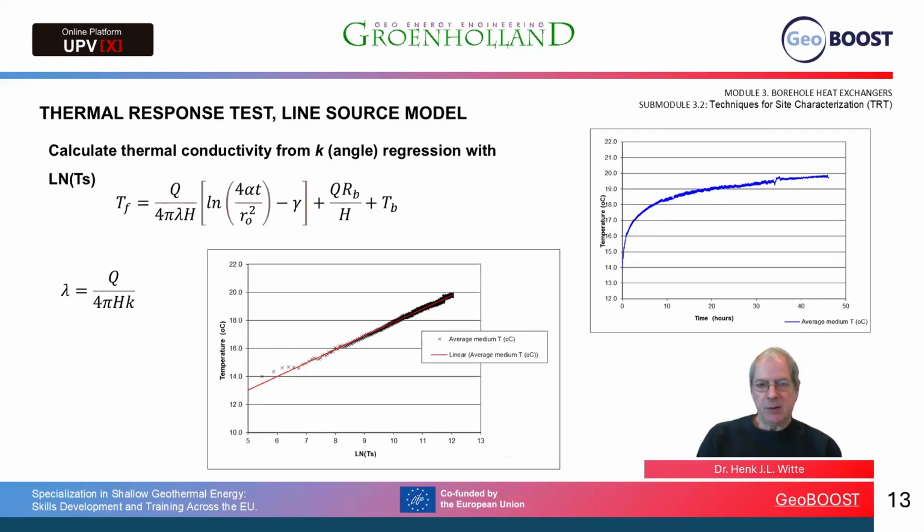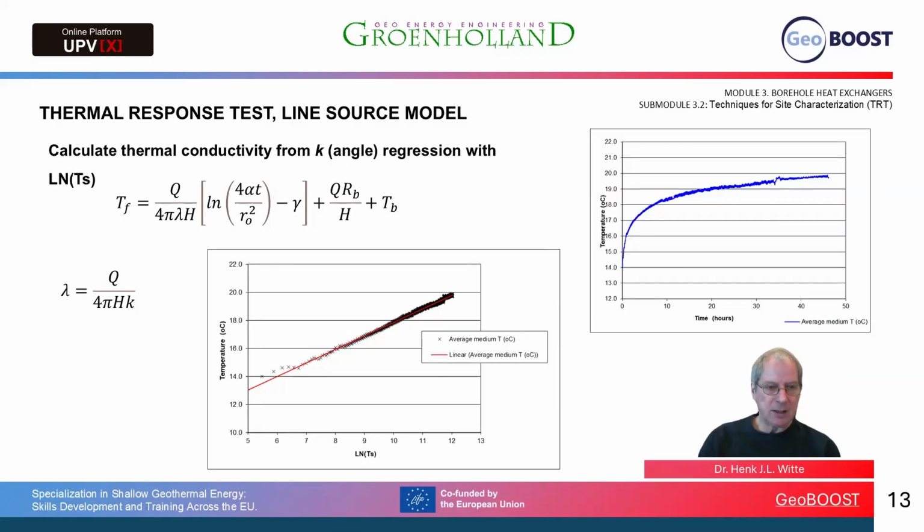The results, the graph on the top right shows you a typical result from a test where you can see that the temperature increases with time. It's a heat injection test, and the rate at which the temperature increases declines with time. So it goes to an asymptotic value. And then the central graph shows that if we plot the time as a logarithm of time, we get a linear relationship. And from that linear relationship, we can calculate the angle and the intercept with the axis.